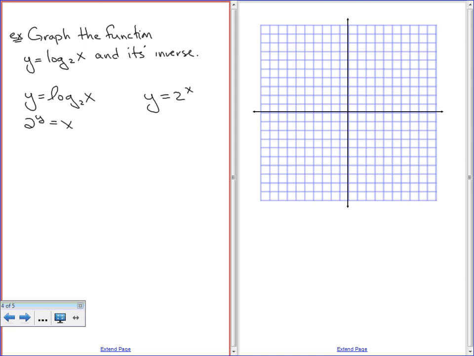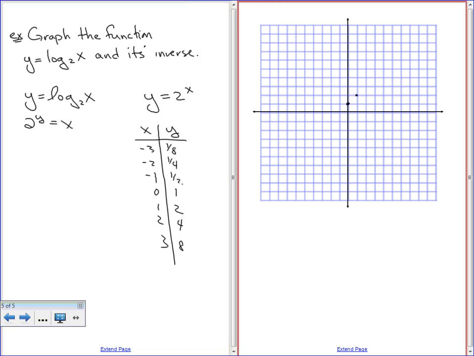We've already graphed this one, so it's fairly easy to graph it again. Just do your table of values. Graphing the inverse we've already done, so I'm just going to do that quickly. Okay, so that's the inverse.